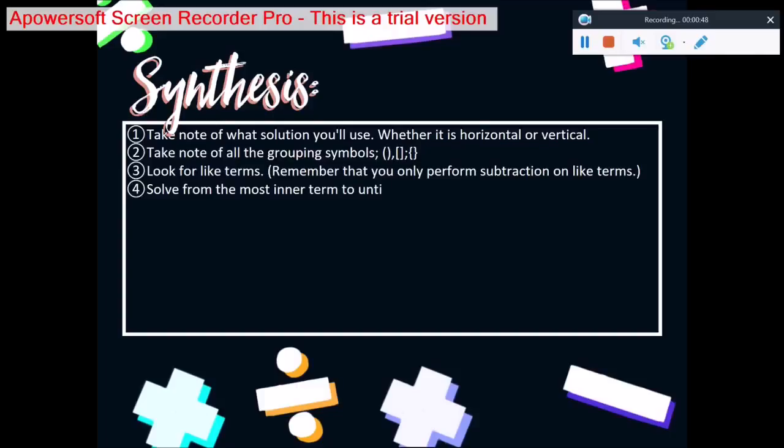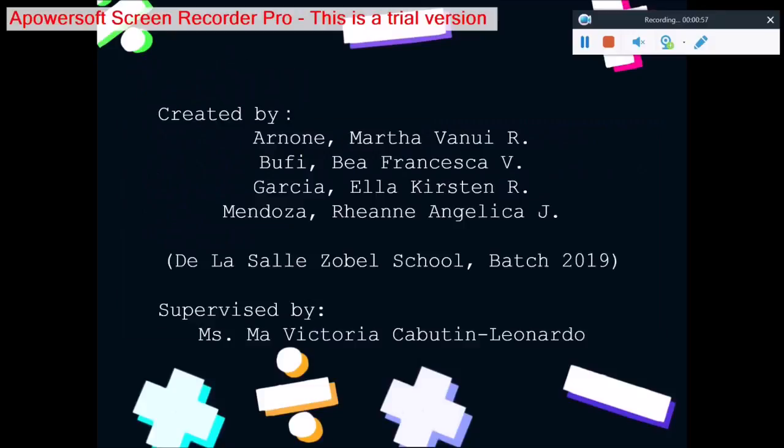Fourth, solve from the most inner term until you reach the outer ones. Fifth, simplify. Sixth, arrange in standard form. And seventh, box your answer.